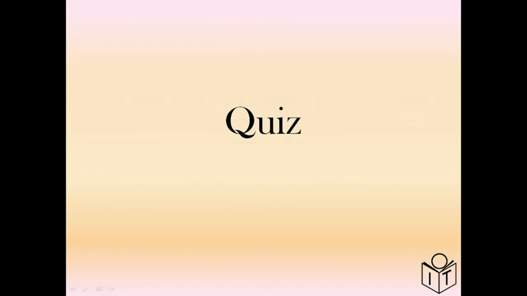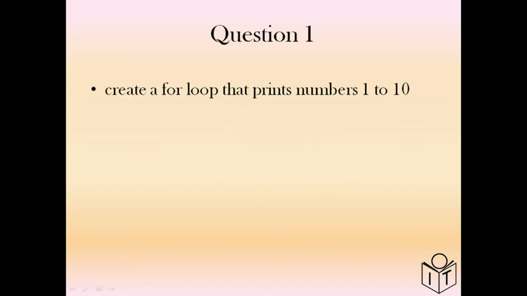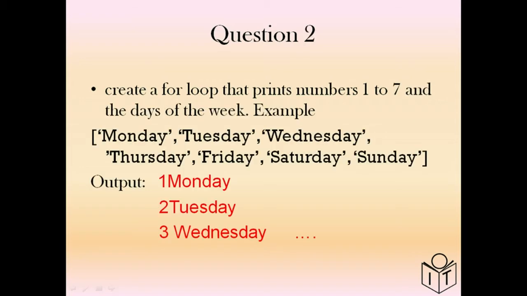Okay, time for the quiz. Question 1. Create a for loop that prints numbers 1 to 10. Question 2. Create a for loop that prints numbers 1 to 7 and the days of the week. So for example, if you have the days of the week starting from Monday going to Sunday, then your output would be 1 Monday, 2 Tuesday, 3 Wednesday, up to 7 Sunday.